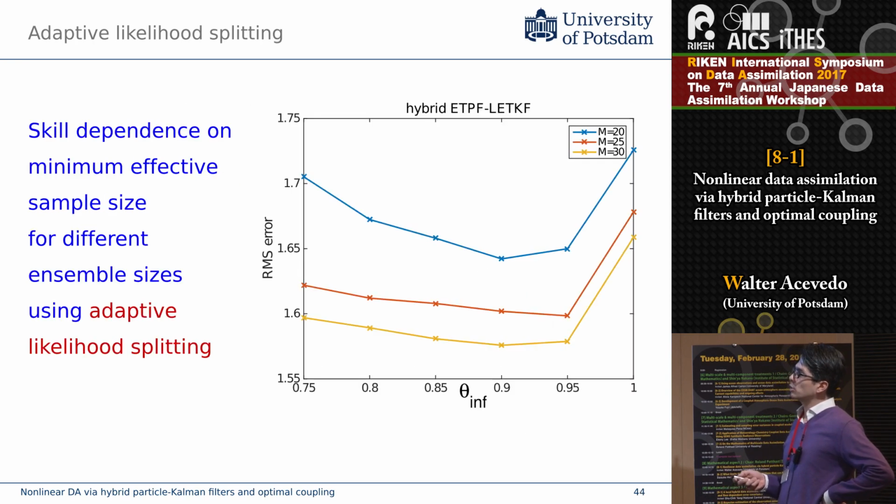Okay, and we do what we did with the Kalman filter, with the Lorenz 96, and these are the results. If we compare it with the previous ones, we can reduce the error considerably, especially for higher ensemble sizes.